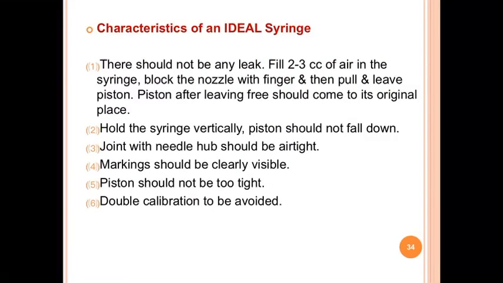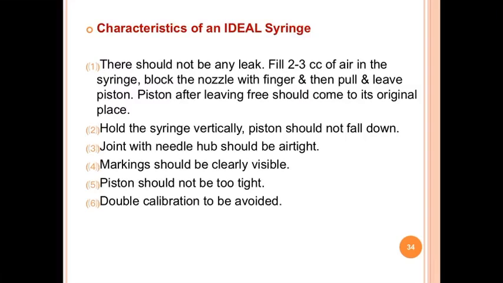Now, what is the characteristic of the ideal syringe? There should not be any leak in the syringe. Fill 2 to 3 cc of air in the syringe, block the nozzle with the finger, and then pull and leave the piston. The piston, after leaving it free, should come to the original place in the ideal syringe. Hold the syringe vertically and the piston should not fall down.